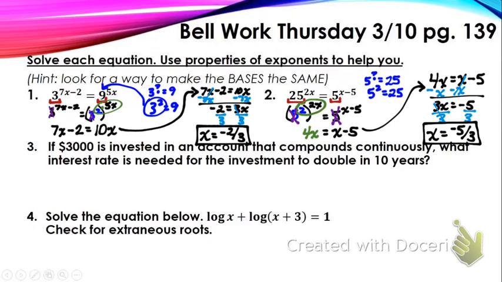Let's go look at number 3. If $3,000 is invested in an account that compounds continuously, I'm going to stop right there because I know that word is really important. And it tells me information about the formula I need to be using. When you see compounds continuously, what's the formula we're going to use there? Yes. A equals P e to the power of r times t. That continuously means you're going to use the formula that has the e in it.